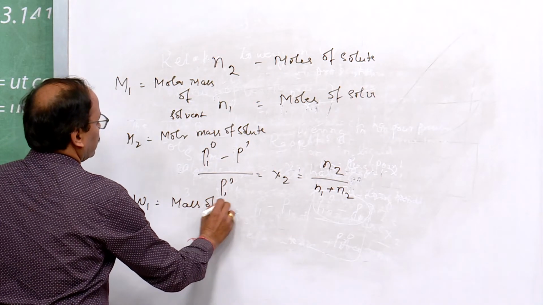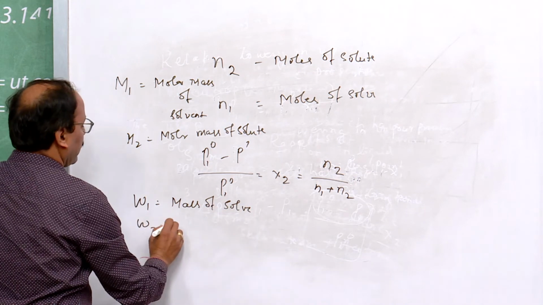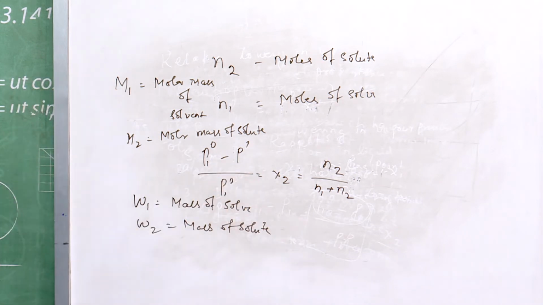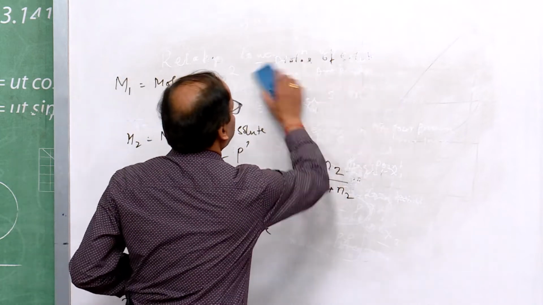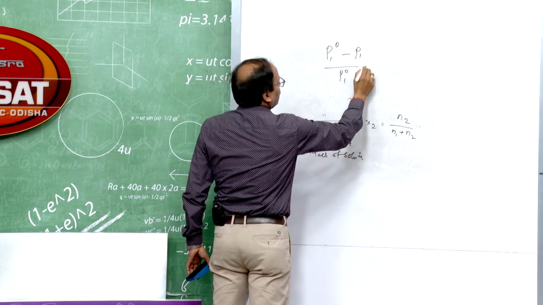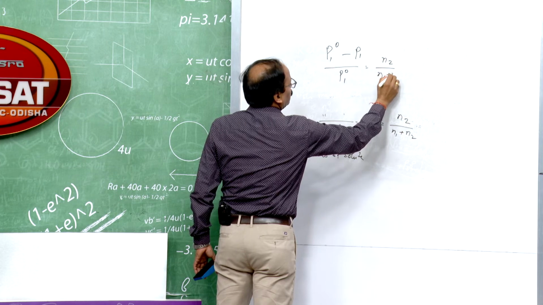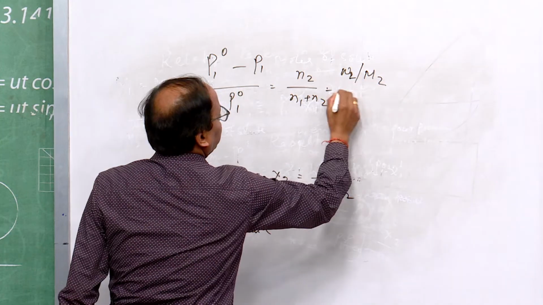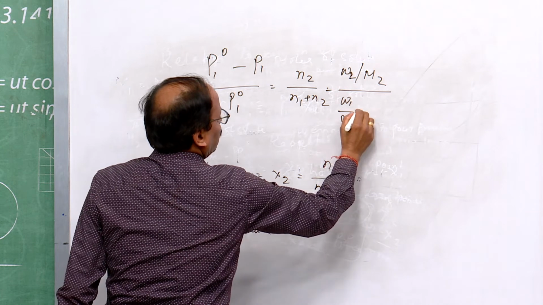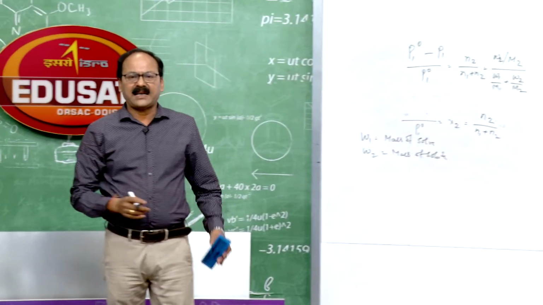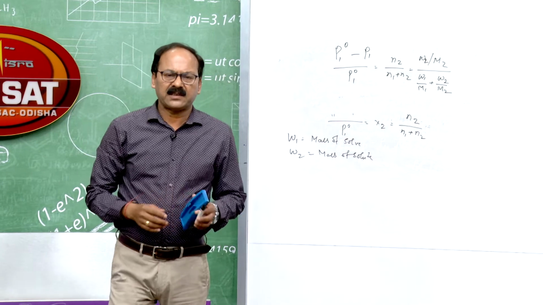W1 is the mass of solvent, W2 is the mass of solute. Then we can write this equation in another form. (P1° − P1)/P1° = n2/(n1 + n2) = (W2/M2)/(W1/M1 + W2/M2). This is the relative lowering in vapor pressure. W1 is the mass of the solvent, W2 is the mass of the solute.